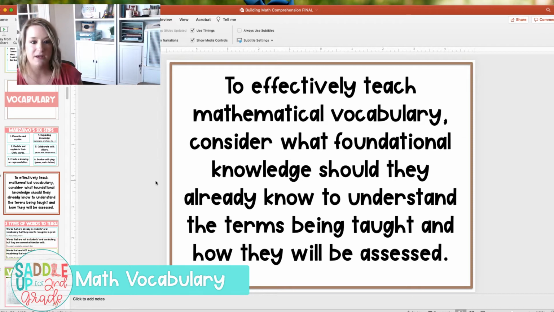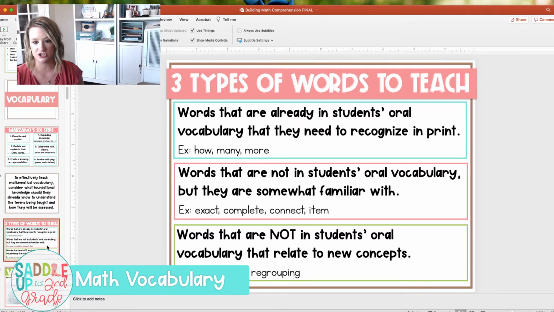And so with all of that being said, this leads into the 3 different types of words to teach within vocabulary instruction. Type 1 are words that are already in students' oral language. They can easily recognize them in print. They already know what they mean. Those are simple terms such as how, many, and more. Then you have words that might not be in students' oral vocabulary, like they might not use them on a regular basis, but they know what they mean, or they're somewhat familiar with them.